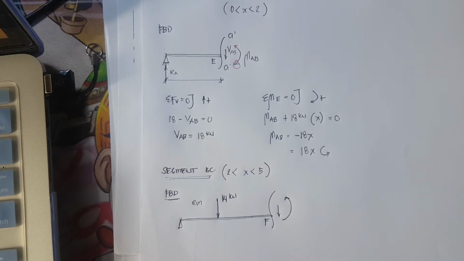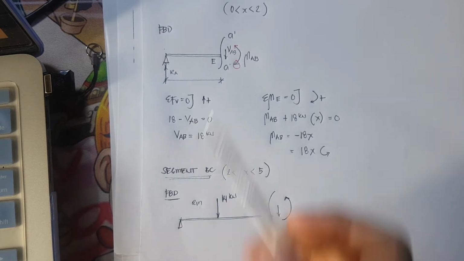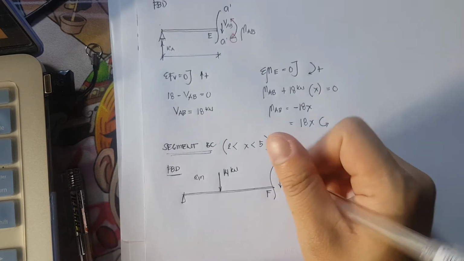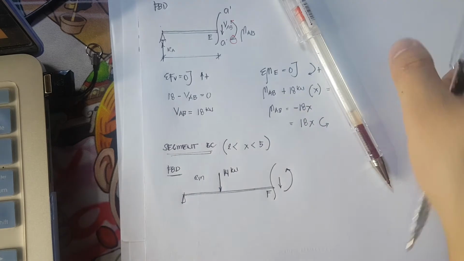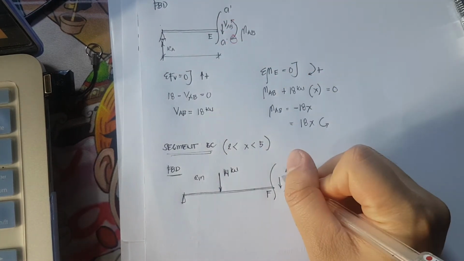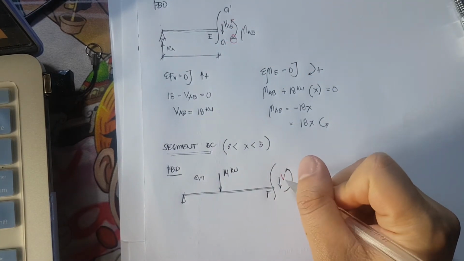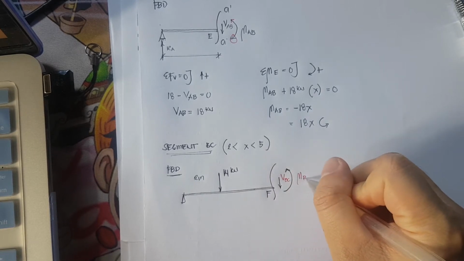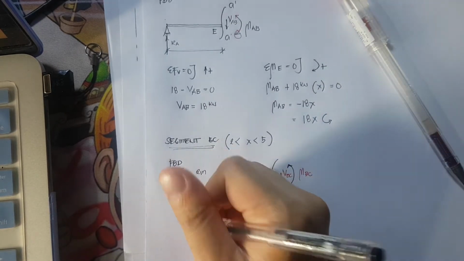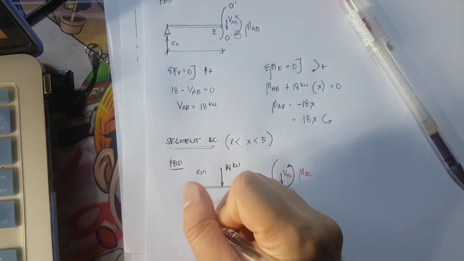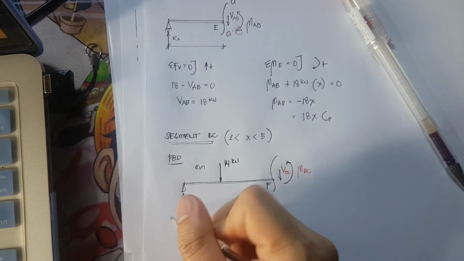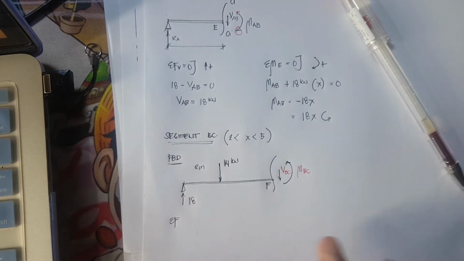So you can still correct it in terms of the direction of your moment. Okay, so let's say we have here shear BC. Then we have here moment BC. Then I have here 18 kilonewtons. Now, for shear, it is summation of forces.